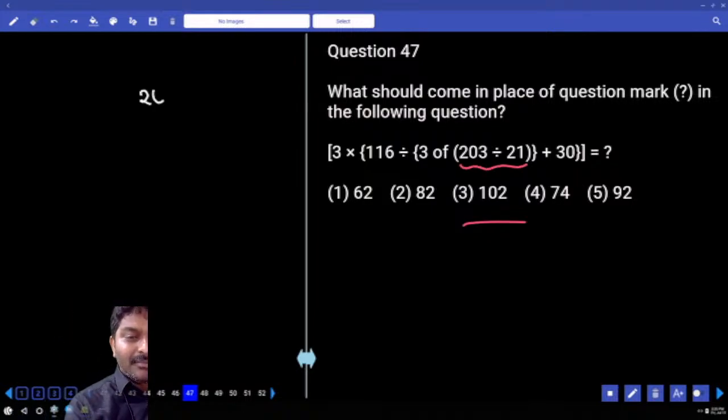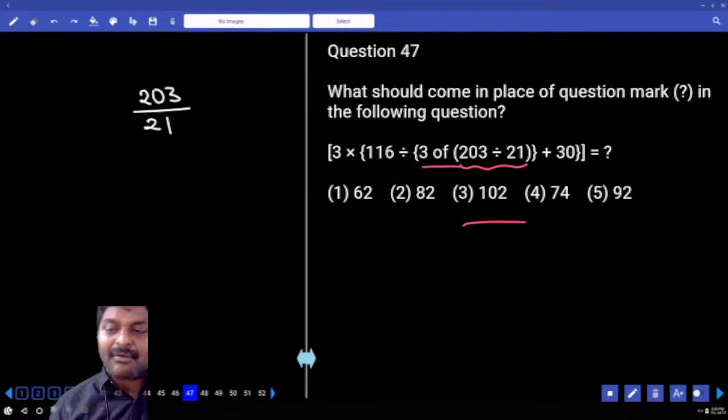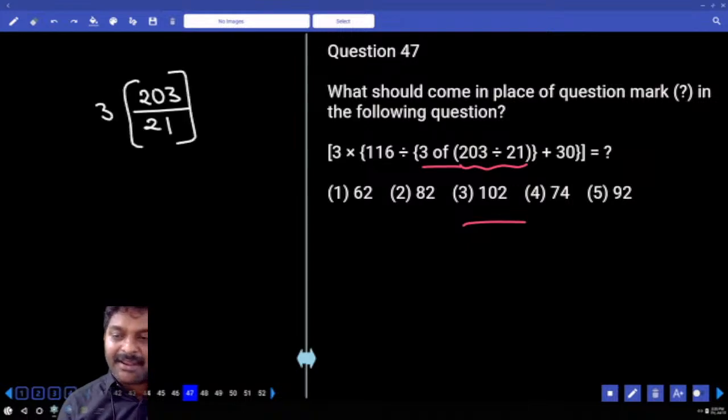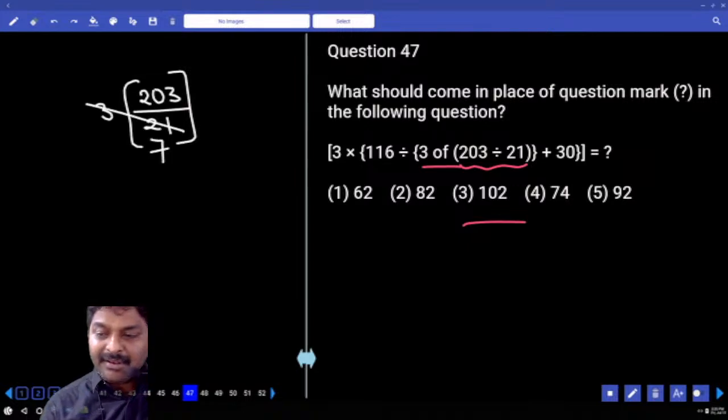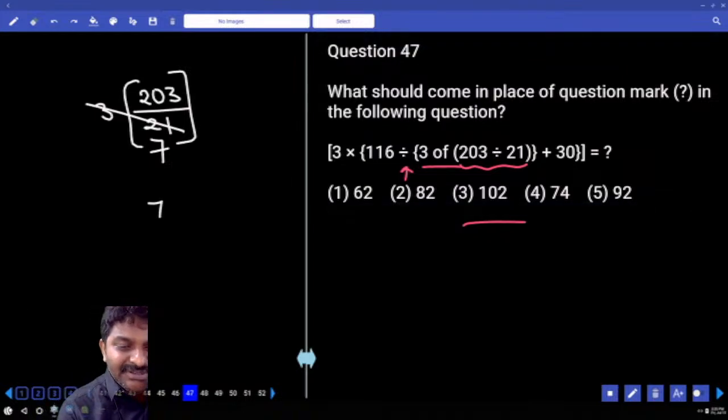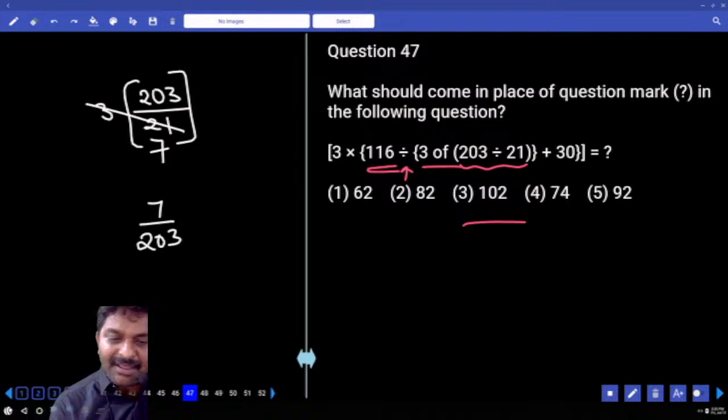203 divided by, and you have half, right? That means 3 into, correct? How much is this? And you have the divided by symbol. 203 by 7 becomes 7 by 203. Right. And what is the number you have? 116 into 7. How many times?